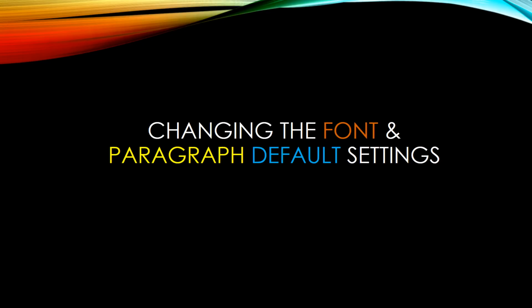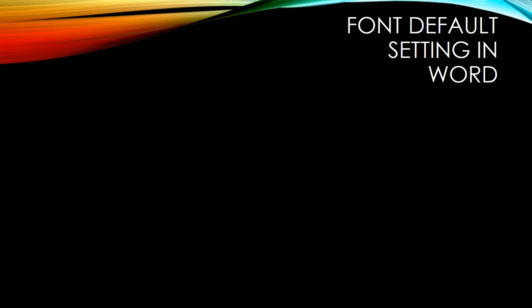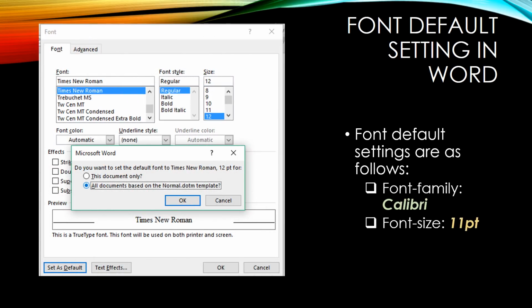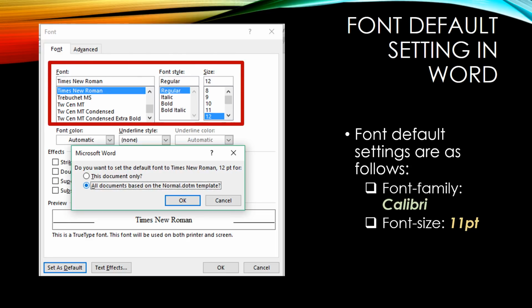Changing the font and paragraph default settings in Microsoft Word. In Microsoft Office, the font default settings are as follows. The font family is Calibri and the font size is 11 points. You need to change this so that you are following standard font family and font size. So you're going to open up your font dialog box and you can either choose Times New Roman or Arial. Font style should be regular and the size should be 12.